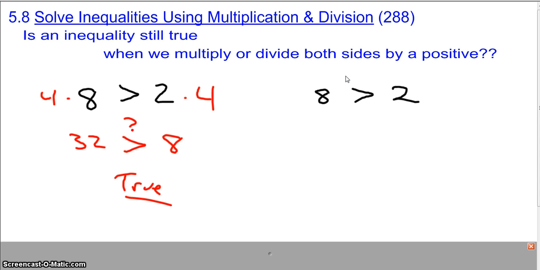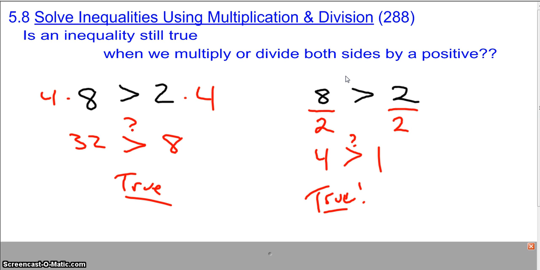Okay, how about division? Give me something to divide these two sides by. Chris? 2. He wants to divide by 2. Okay, so we're going to test this to see if this remains a true statement. 8 divided by 2 is 4, and 2 divided by 2 is 1. This is still a true statement. So if we multiply both sides or divide both sides of an inequality by a positive value, the inequality remains true. Very good.